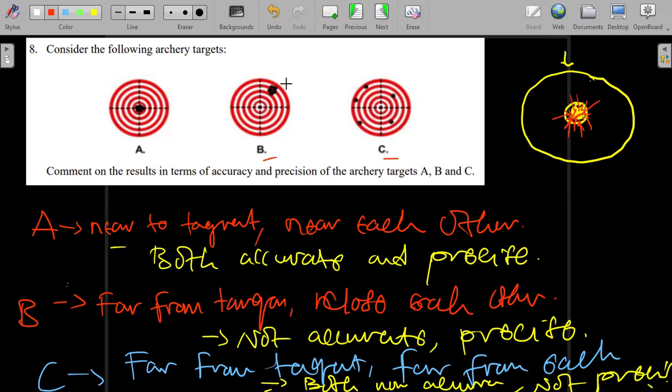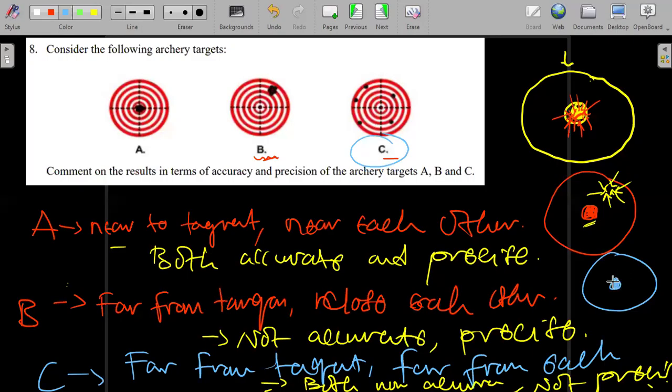And then when you look at the scenario on B, when they were shooting at this target, all the darts are going at that point like that. So these darts are far away from the target. So they are not accurate because they are far away from this target, but they are closer to each other. So we are going to say they are precise.